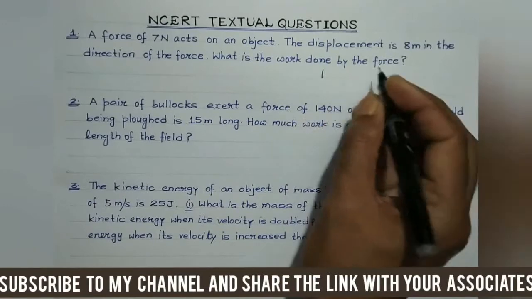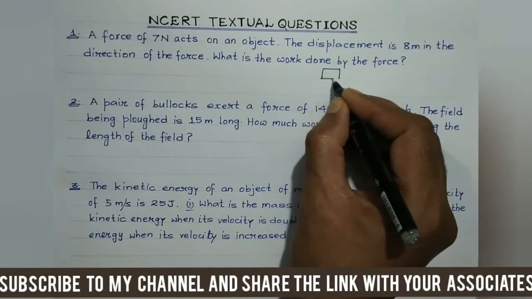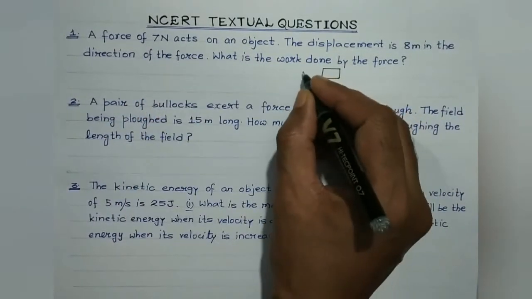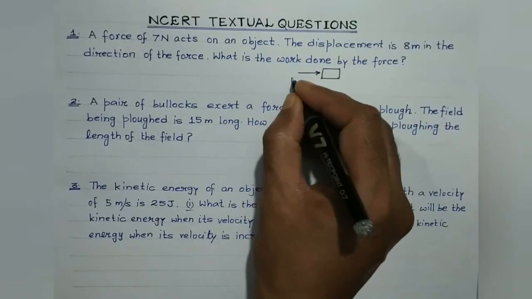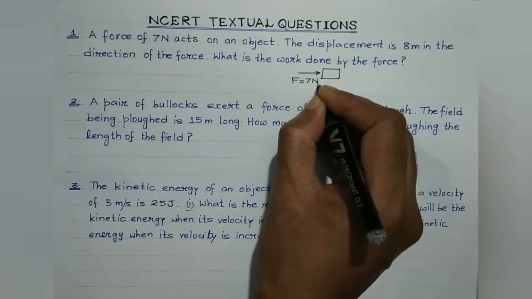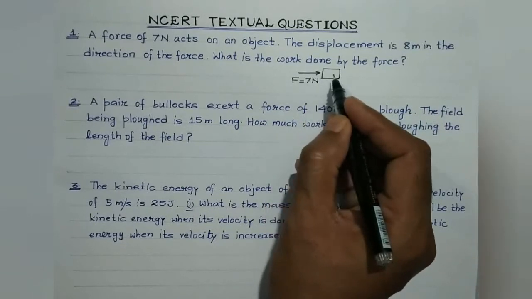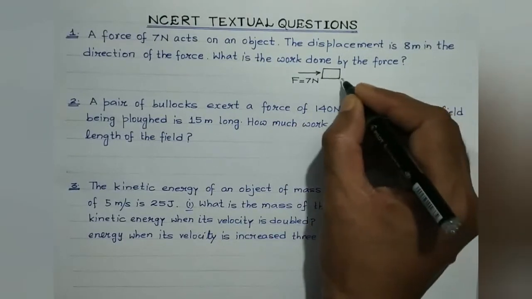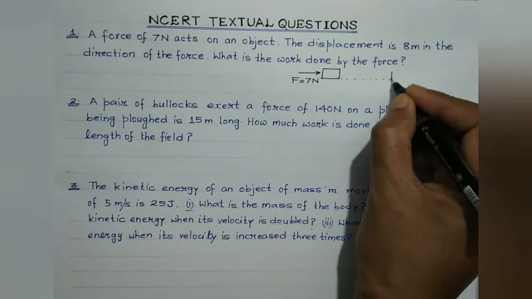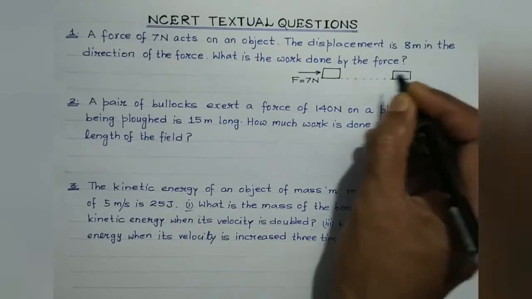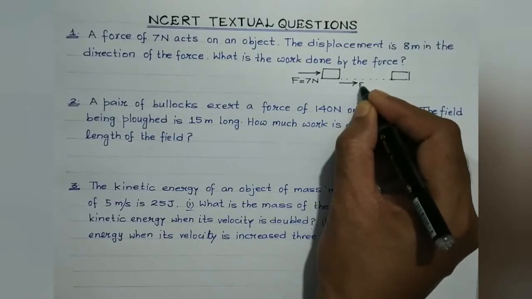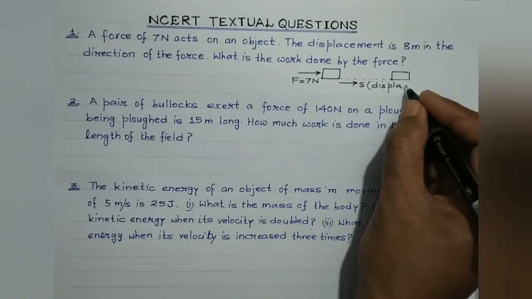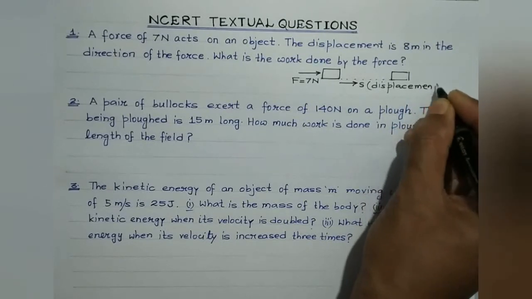So the situation is like this. This is an object which is given and it is under the influence of a force of 7 Newton, right? Suppose the force is acting along this direction. This force is given to be 7 Newton and under the influence of this force, the body gets displaced by a distance of 8 meter in the direction of the force applied. So the body moves along this direction and it gets displaced along the same direction. S is suppose the displacement. So it gets displaced by a distance of 8 meter along the direction of the force applied.